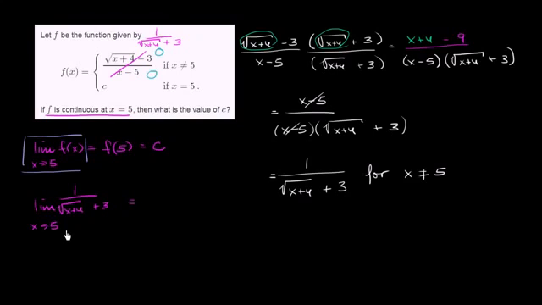And now we can substitute a 5 in here. It's going to be 1 over 5 plus 4 is 9. The principal root of that is 3. 3 plus 3 is 6. So if c is equal to 1/6, then the limit of our function as x approaches 5 is going to be equal to f of 5. And we are continuous at x equals 5. So it's 1/6.